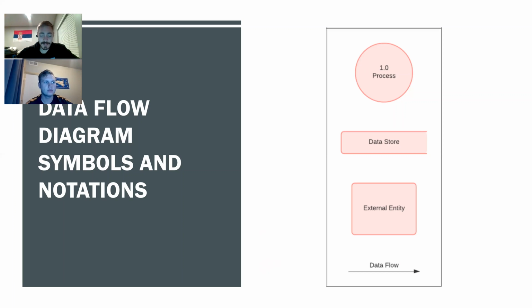External entity would be another representation of what function or class is being represented outside of maybe the specific process that you're describing. And then the data flow obviously would just be the flow of data between entities or processes and data stores.